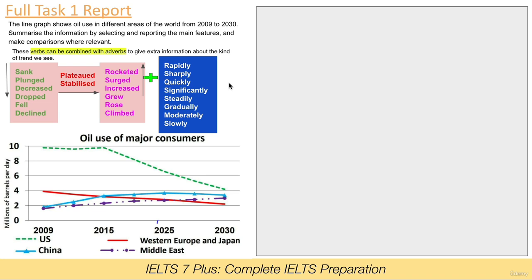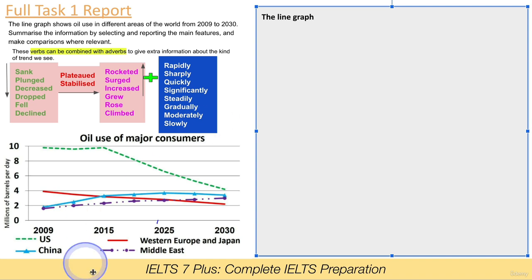All right then, so what is the first thing we need to do? You might be thinking, well, we need to paraphrase this sentence here. The line graph shows oil use in different areas of the world from 2009 to 2030. Okay, so we don't need to worry about paraphrasing every word because we don't want to lose the meaning. So we'll just paraphrase as much as we can.